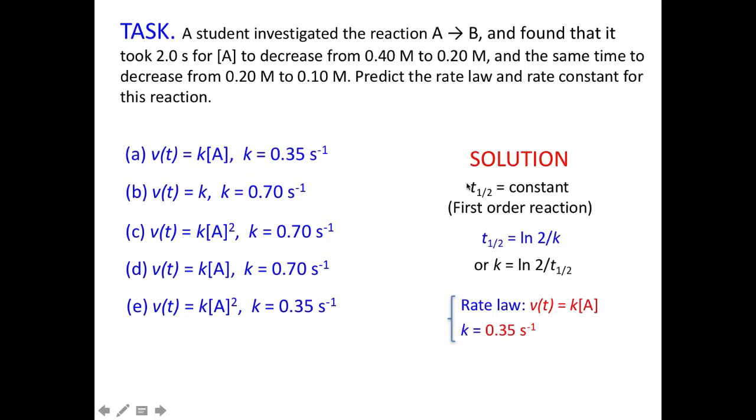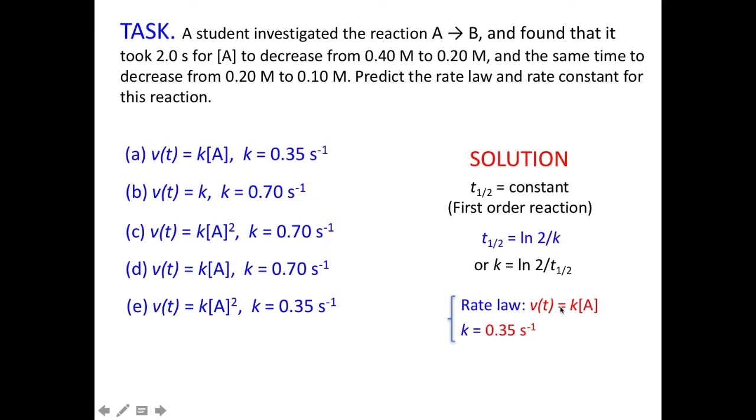The solution is given here. So if T half is constant, we have learned that this means we have a first order reaction. And in this case, for the first order reaction, T half is given by ln of 2 divided by K, or K is equal to ln of 2 divided by T half. So T half is 2 seconds. We just substitute in this expression here, and we get K of 0.35 second minus 1.